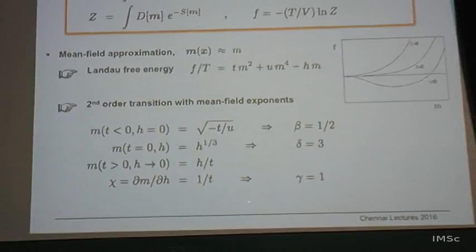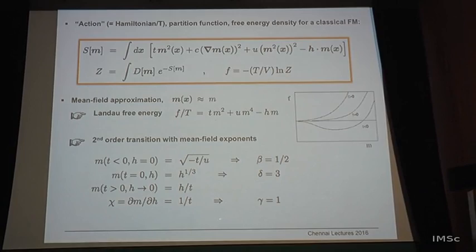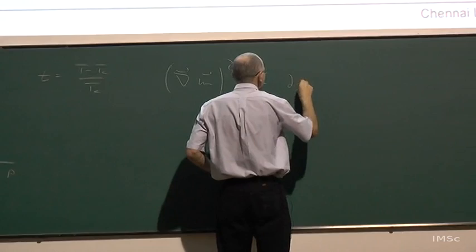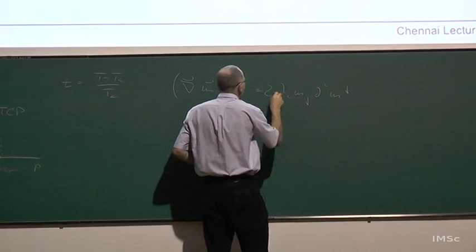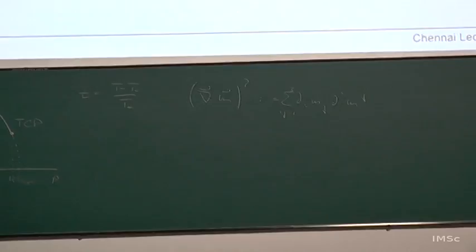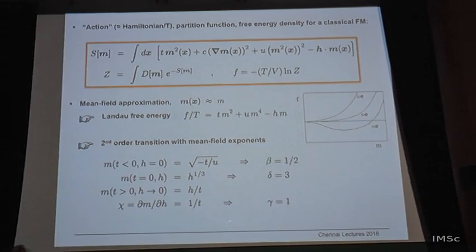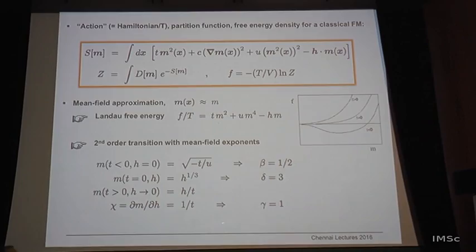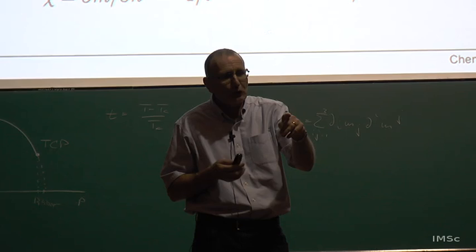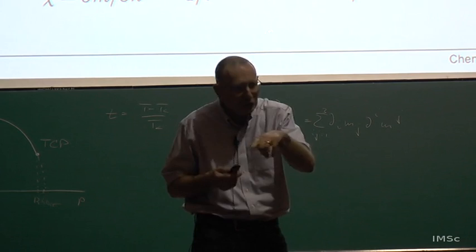And similarly here, when I just write nabla m the whole squared, what I actually mean is di mj di mj summed over i and j from 1 to 3. So it's all rotationally invariant. That's actually independent of dimensionality. Okay. Right? So mean field theory predicts these values of exponents for all values of the dimensionality. And that turns out to be correct in this case for d greater than 4. But it's not correct for d less than 4.